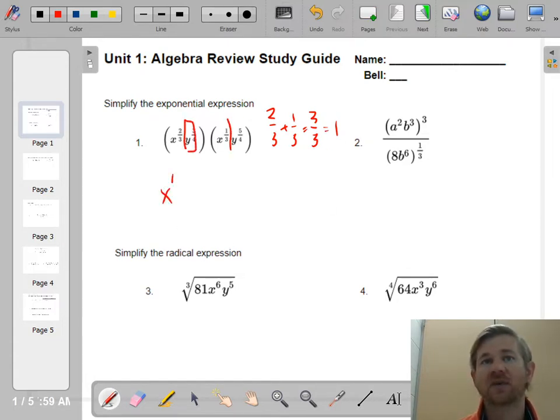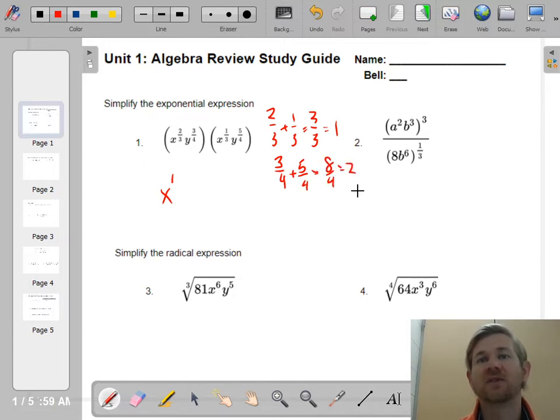Y to the 3/4, y to the 5/4. When you multiply, you add. 3/4 plus 5/4 is 8/4. 8 divided by 4 is 2. That's y squared. So x, y squared, that's your answer.